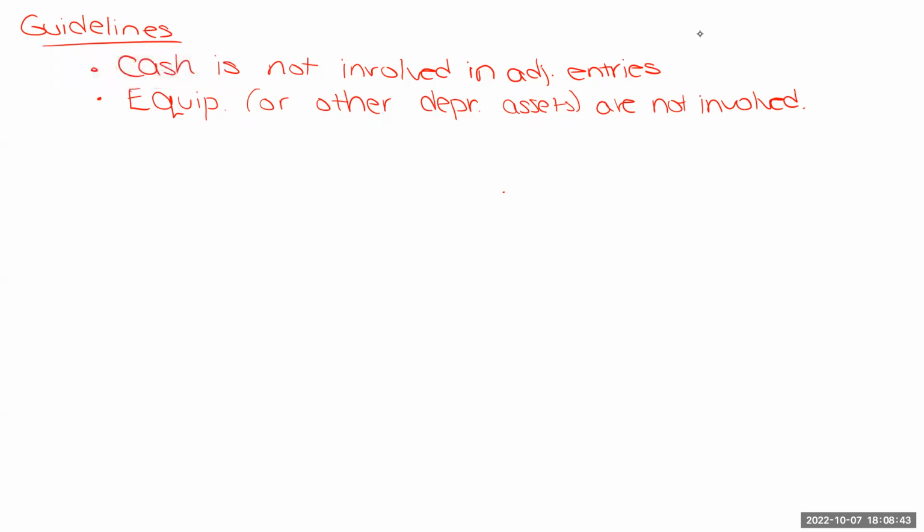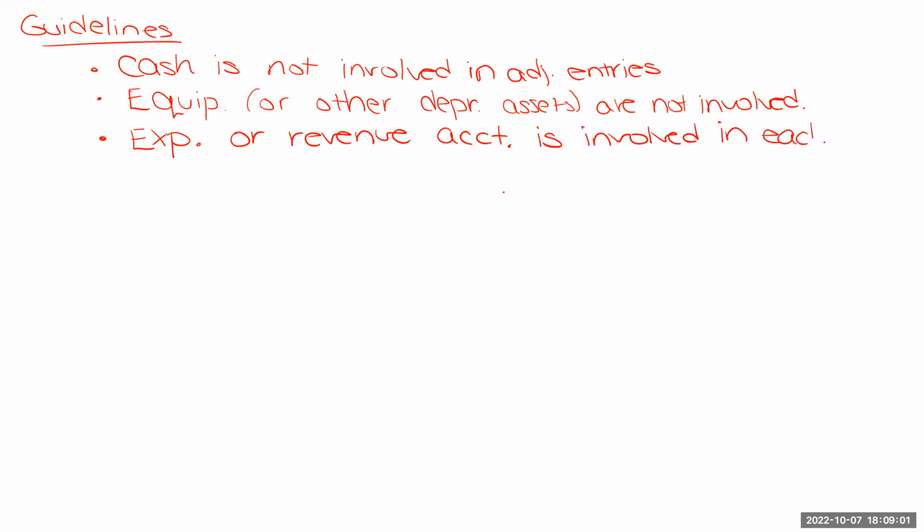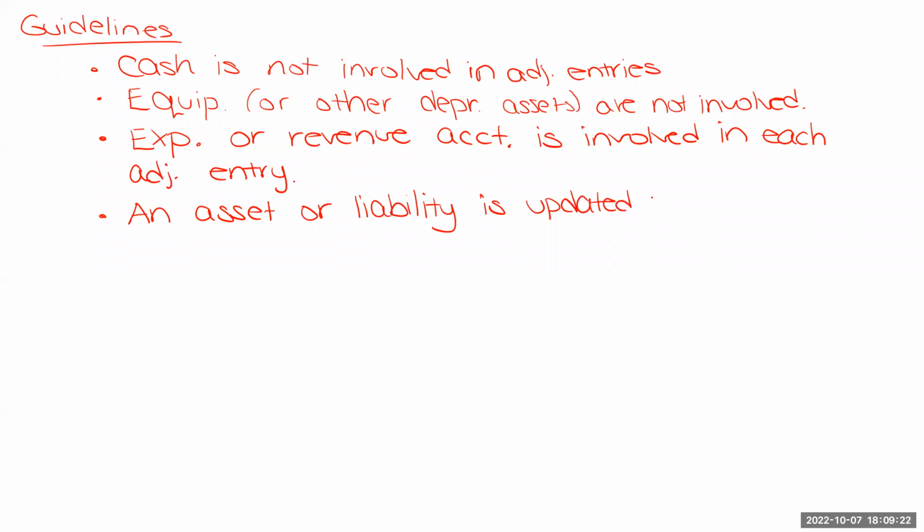Okay. Some more guidelines. An expense or revenue account is involved in each adjusting entry. Okay. Also, an asset or liability is involved. Let's say it is updated in each adjusting entry.